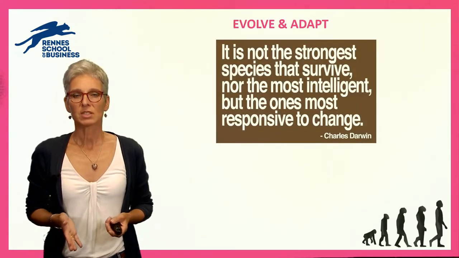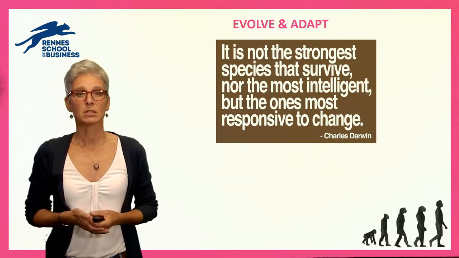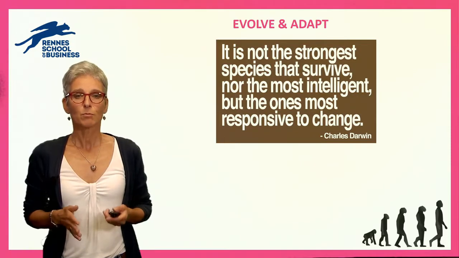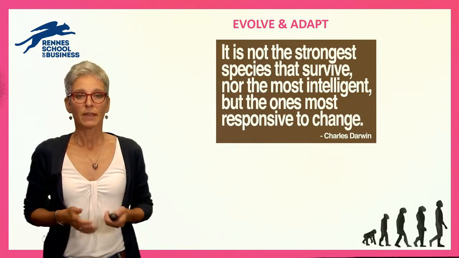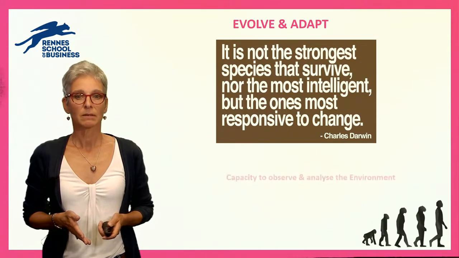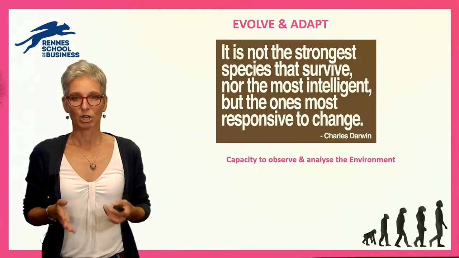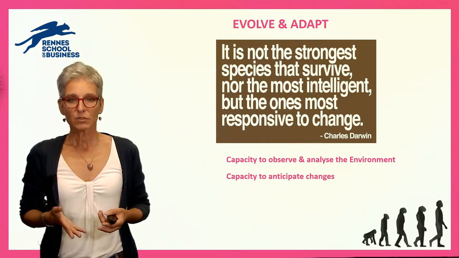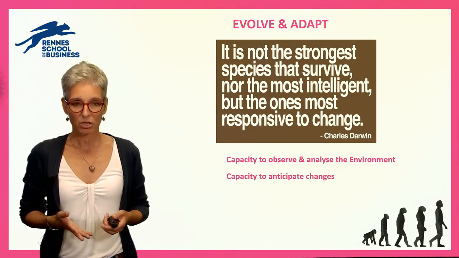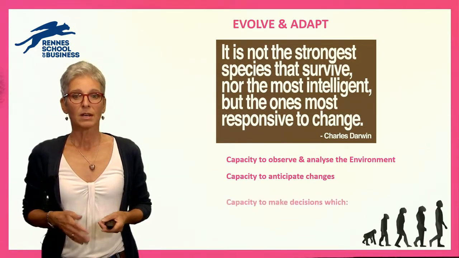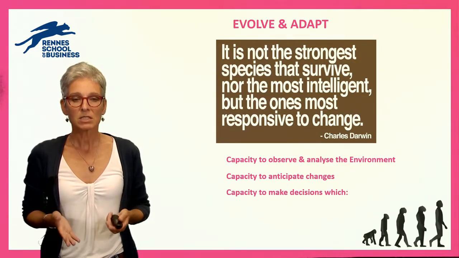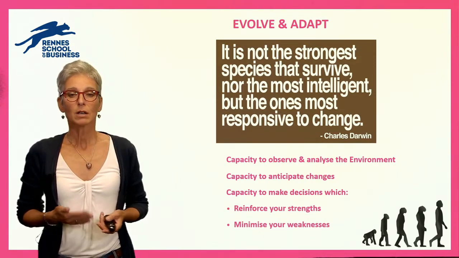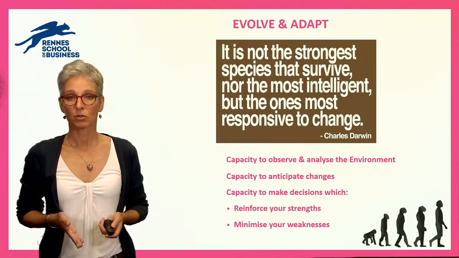Darwin was the first to say that it is not the strongest species that survive, nor the most intelligent, but the ones that are the most responsive to change. And that is true also of companies. The company has to have a capacity to observe and analyze its environment. That gives it the capacity to anticipate changes before they happen. And that enables it then to make decisions which are going to reinforce the strengths of the company whilst minimizing the weaknesses that could threaten it.